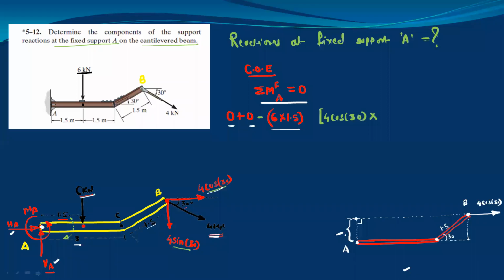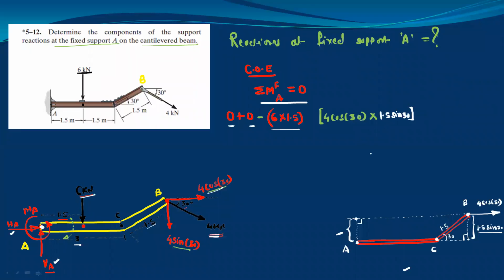So we can write the moment equation, but this distance is not given directly. So how can we find it? Observe this 1.5 meter. From point C up to point B, the distance is 1.5. This angle is 30 degrees. So if you construct the right angle triangle here, this side is nothing but the perpendicular distance. So you can find this by using this triangle. It is 1.5 sine 30. So this is 1.5 sine 30. This is the perpendicular distance. So write the equation: 4 cos 30 is the force and the distance is 1.5 sine 30.